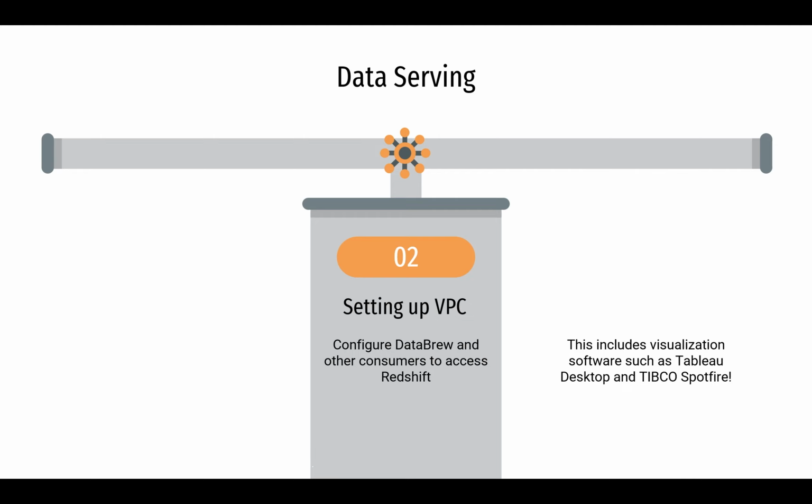The second step is to set up the VPC. Because we have all the data transformed already in DataBrew, but we need to put it in a place where other consumers can access this data. So for us, this is called the serving layer, and we actually use Redshift as our serving layer. So we configure DataBrew and other consumers to be able to access. So for DataBrew to be able to write to the serving layer, and for other consumers to be able to get the data from the serving layer to be used in analysis and for other purposes.